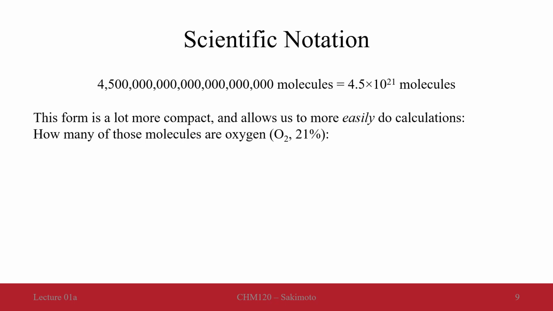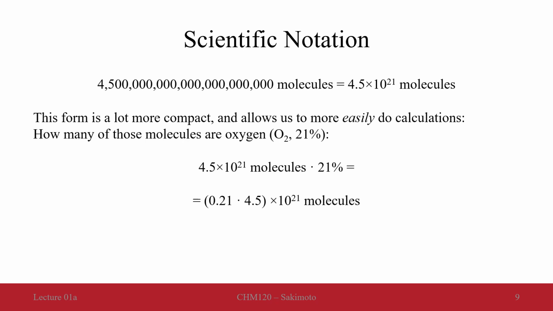We can use this compact scientific notation to do some easier math, saying what's 21% of 4.5 times 10 to the 21 molecules. We can deal only with this small prefactor, the 4.5, do math with it, and leave the 10 to the 21 alone. We can leave it since it is kept out and kept to the side for easy notation.